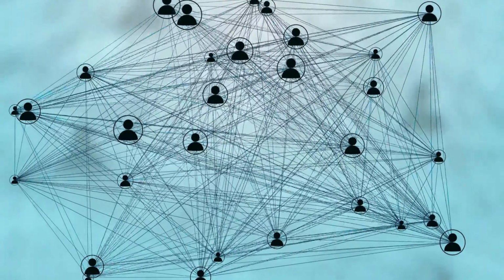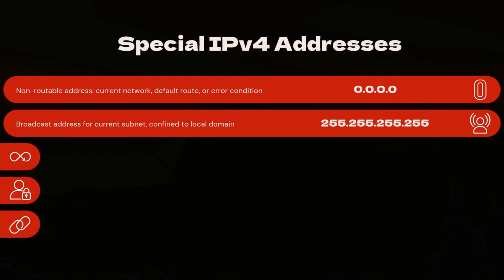255.255.255.255 is the broadcast address. It represents the currently configured subnet. Broadcasts aren't generally routed across the internet. Instead, any packet sent to the address is confined to the local broadcast domain.